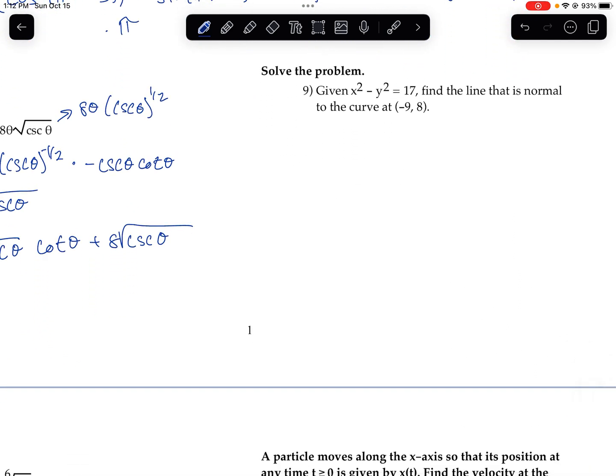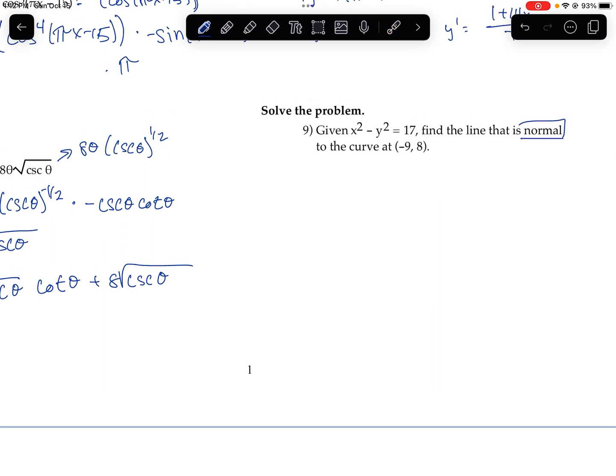Alright, given x squared minus y squared is equal to 17, find the line that is normal to the curve. So a line that is normal requires us to have slope m, y1 and x1, which we already have, so we just need to find the slope and put it into a normal line. So let's find the slope, so take the derivative. It's defined implicitly, not explicitly, so we have to use implicit differentiation.